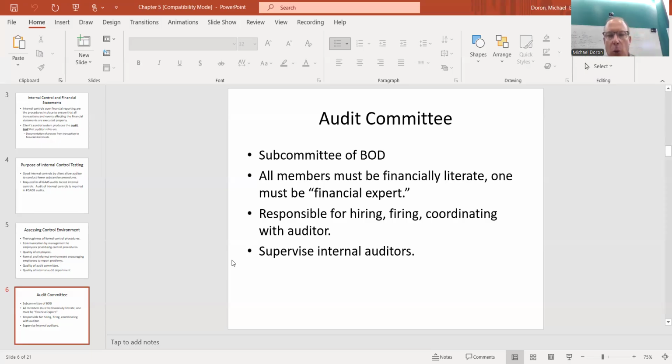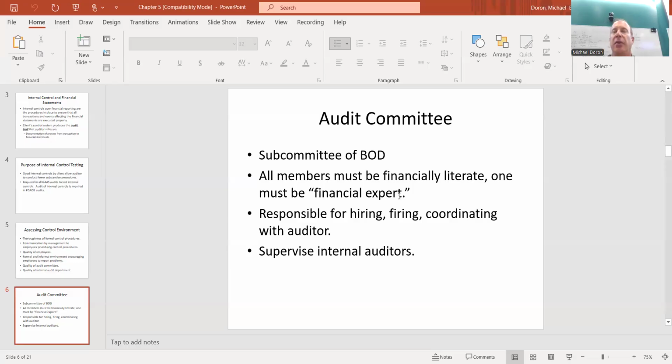There you go. What is an audit committee? It is a subcommittee of the board of directors. The rules are all members must be financially literate and one must be a financial expert. Okay, so that's the rules. Who can be on an audit committee? All the members must be financially literate and one must qualify as a financial expert.